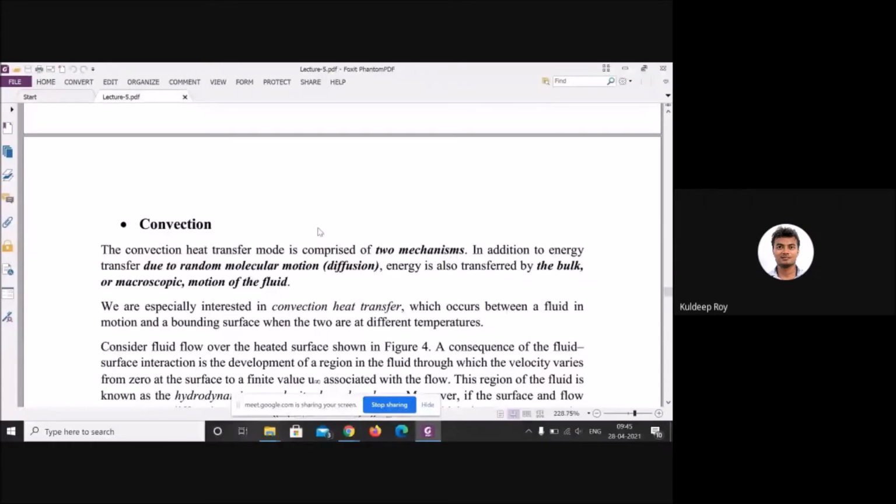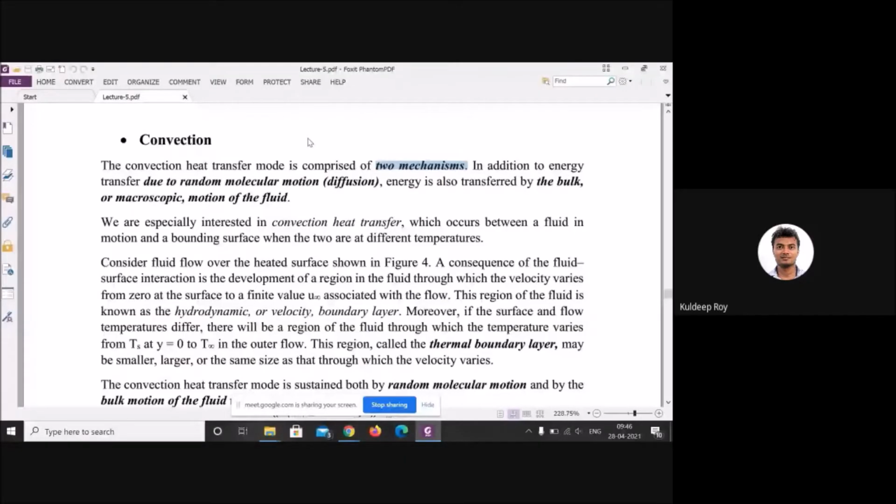Now, first of all, we will go through a little bit of theory, and we will look at what is the exact mechanism to transfer or to flow the heat from the higher to the lower temperature. Okay, now let me read a few lines. First of all, the convection heat transfer mode is comprised of two. I have highlighted each and every point. Keep this in mind. Just read it all very carefully. These are the mechanisms. And in a few conditions, conduction and convection are a little bit similar.